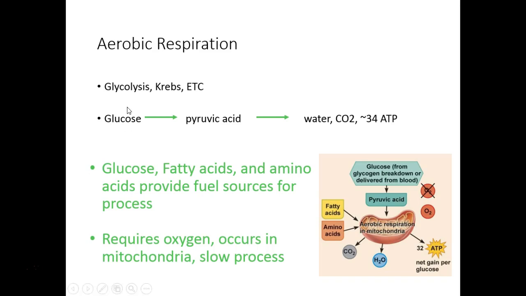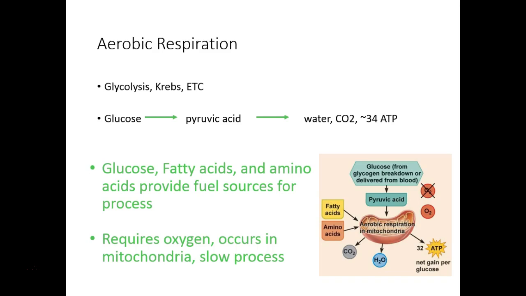Now, glucose, remember, in glycolysis gets converted to pyruvic acid. If there's plenty of oxygen present, the pyruvic acid enters the mitochondria, where we produce somewhere between 30 to 32, 34 more ATPs, water, and CO2. Now, that's when we take sugar, we take glucose and enter this whole pathway. We can also use fatty acids and amino acids to provide the same fuel source. They just enter the mitochondria differently than the glucose does.